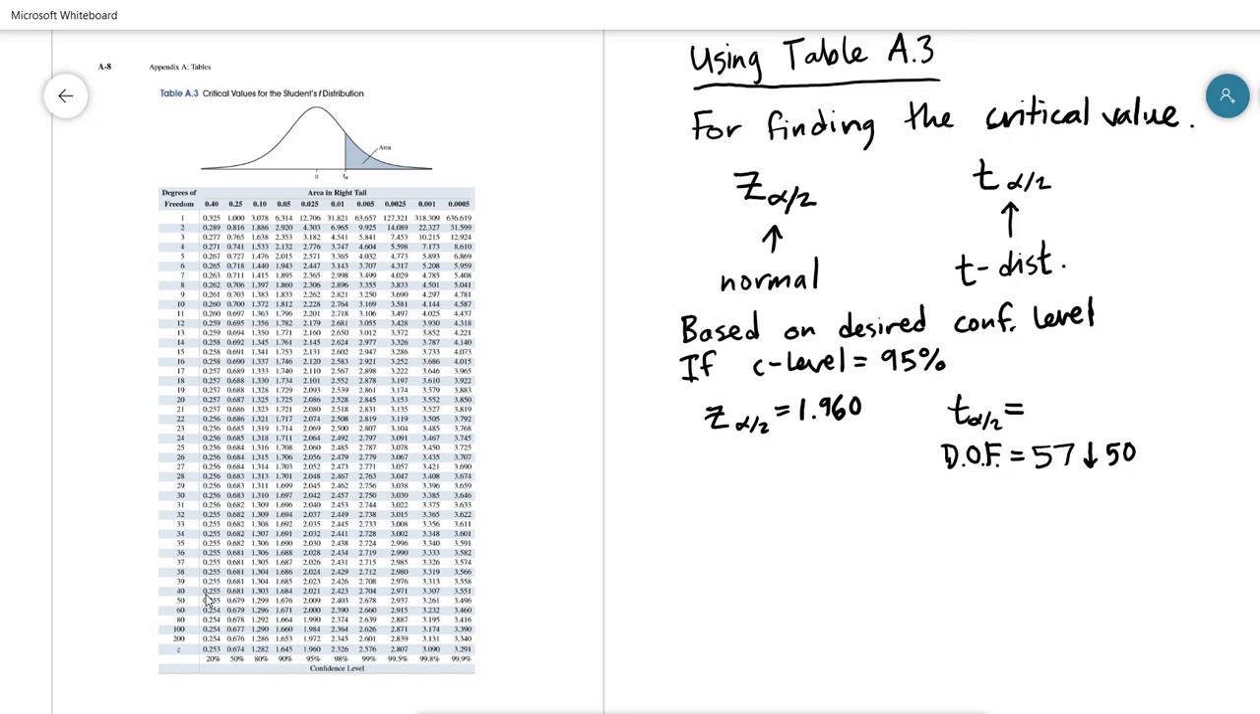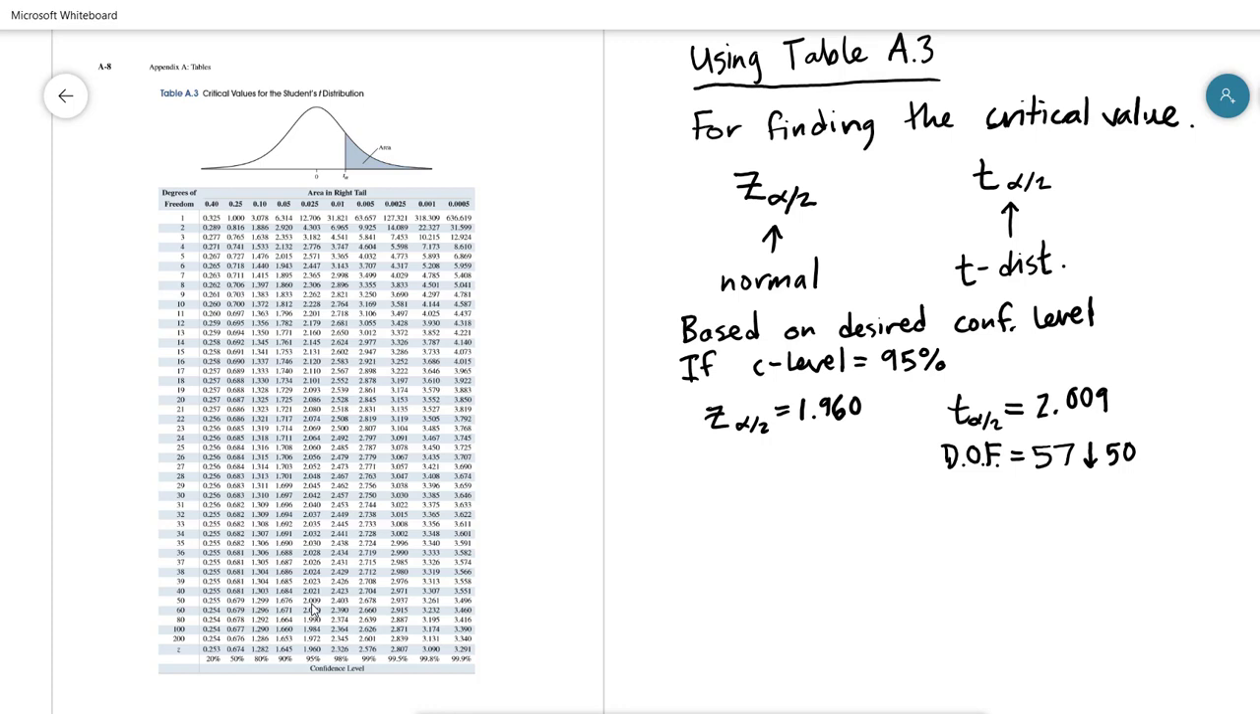So in this case, we'll round down to 50, and that means that we will use this row here. Again, we said we were going to use a 95% confidence level, so 95% confidence level, the row labeled 50. Where do those two numbers meet? 2.009. And that would be the critical value that we would use.